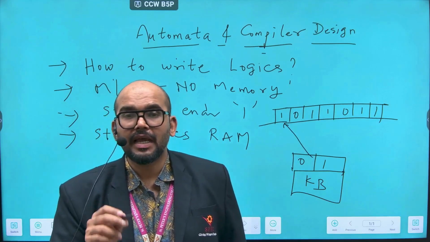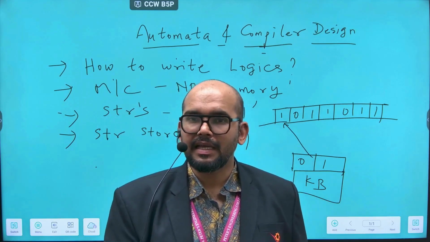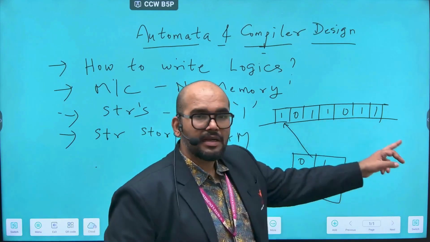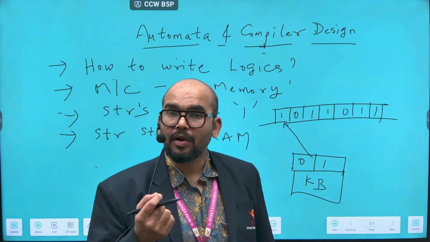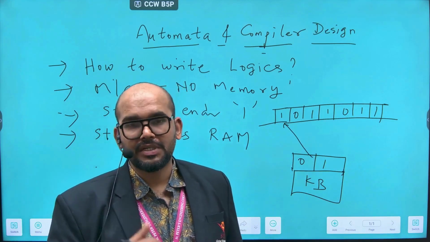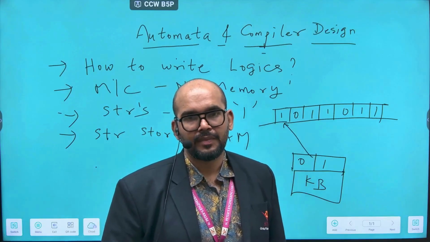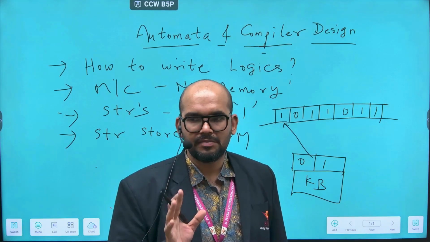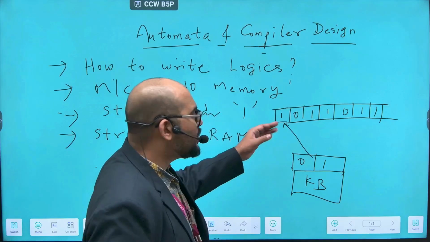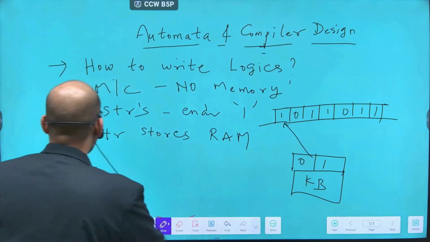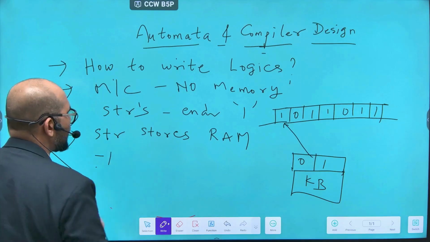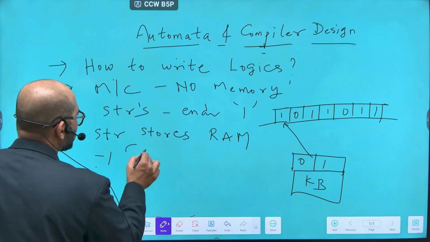Here our machine doesn't have any memory. In that case, we can't store this input string. Then how do we process this input string according to the constraint? We need to take the first input symbol. Let me take the first input symbol, that is 1. We need to process this one.